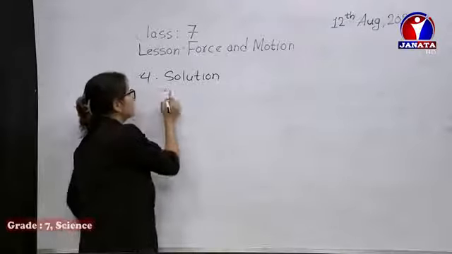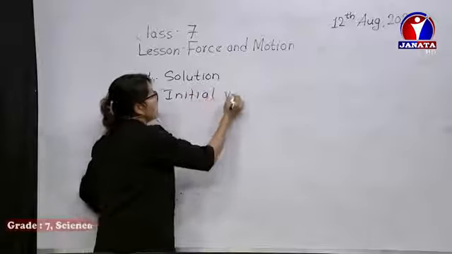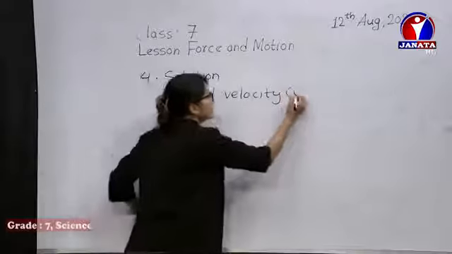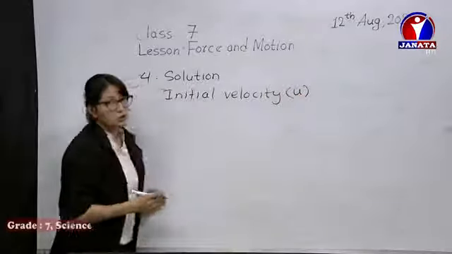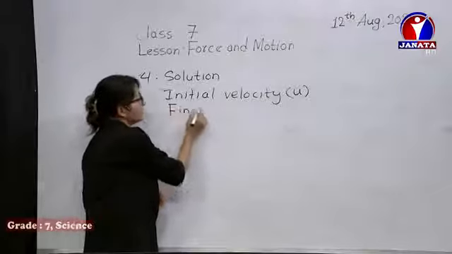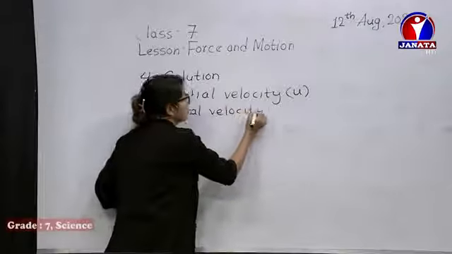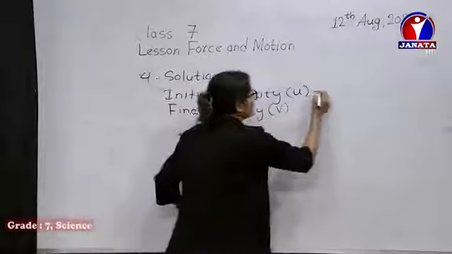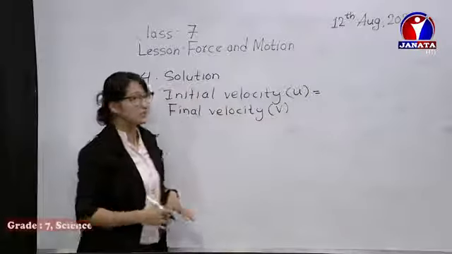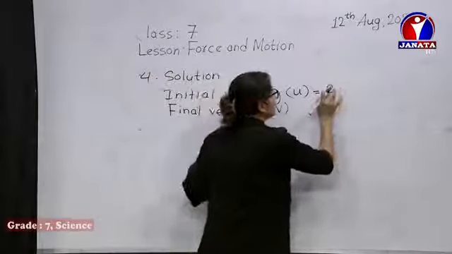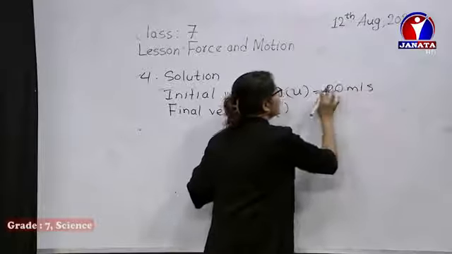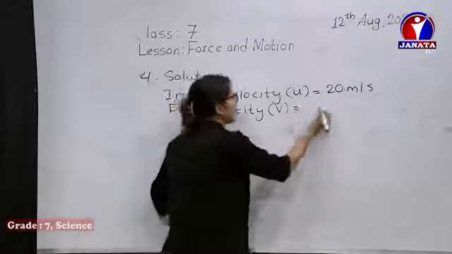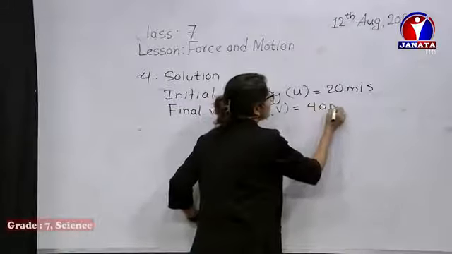Suppose a vehicle is moving with initial velocity. I've already said initial velocity is denoted by the letter u, small u, and final velocity is denoted by the letter v. Suppose a vehicle is moving with some initial velocity, let's say 20 meter per second. It was moving in the beginning with 20 meter per second, and finally its velocity increased and it reached up to 40 meter per second.